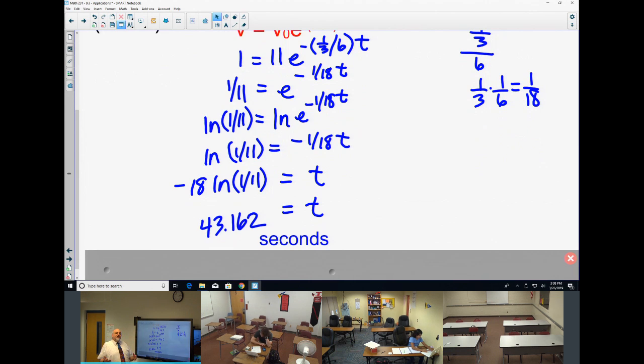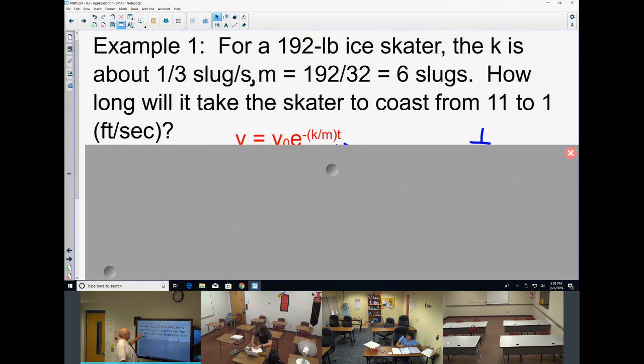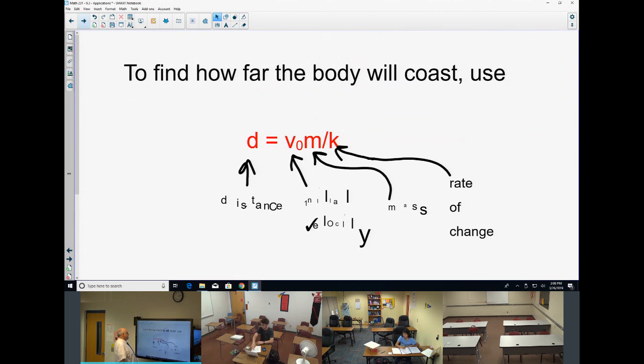Now I'm going to give you another formula, sort of a part 2 of the problem, and have you do it. Another formula that's a result from differential equations. To find out how far the skater is coasting during those 43 seconds, you use this formula: d equals v sub 0 m divided by k, where d is the distance the skater's going, v sub 0 is the initial velocity, m is the mass, and k is the rate of change.